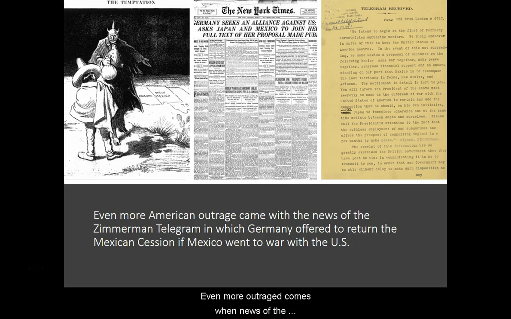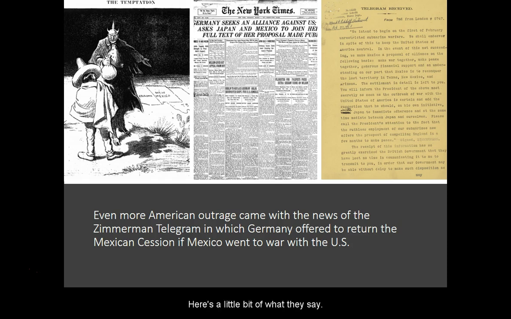Even more outrage comes when news of the Zimmerman telegram starts being posted in all the newspapers. Basically, Germany is looking for any possible way to attack the United States. So they send a telegram, which is how they would communicate back then, to Mexico. And they're offering Mexico, hey, if you help us out and you let us invade the United States through the southern border, if we win, we'll give you all the land that you lost in the Mexican-American War. So that's pretty much giving them Arizona, New Mexico, and California back.